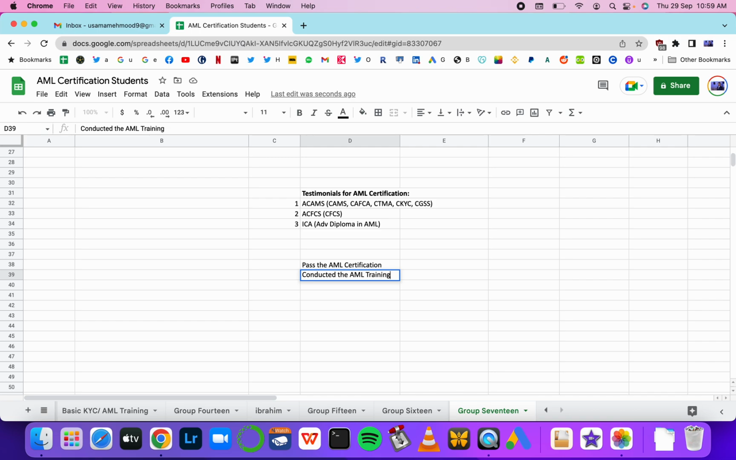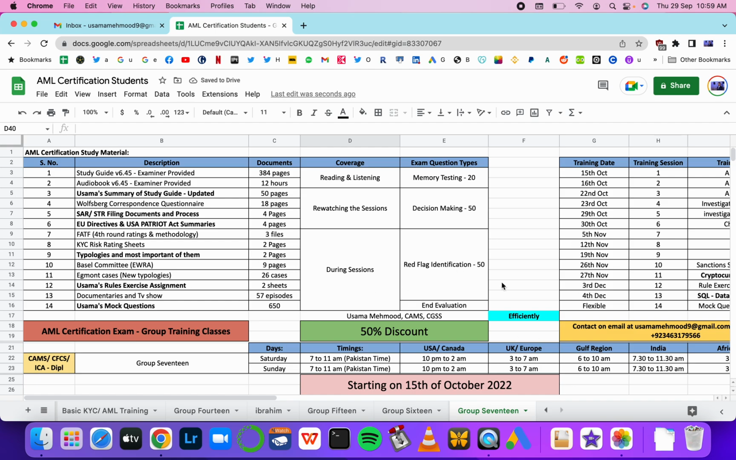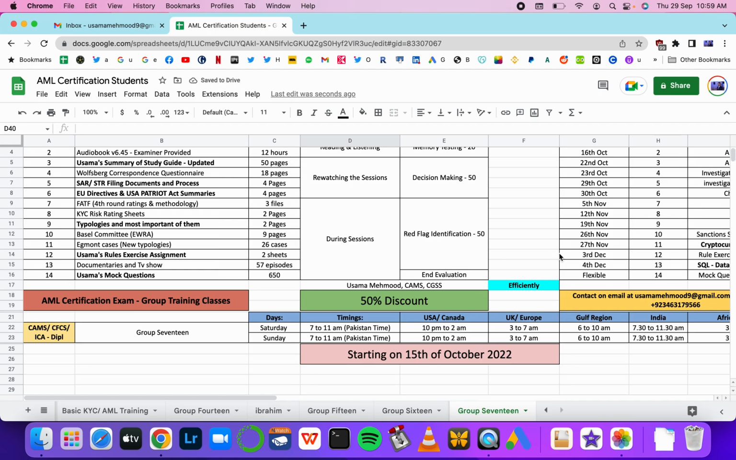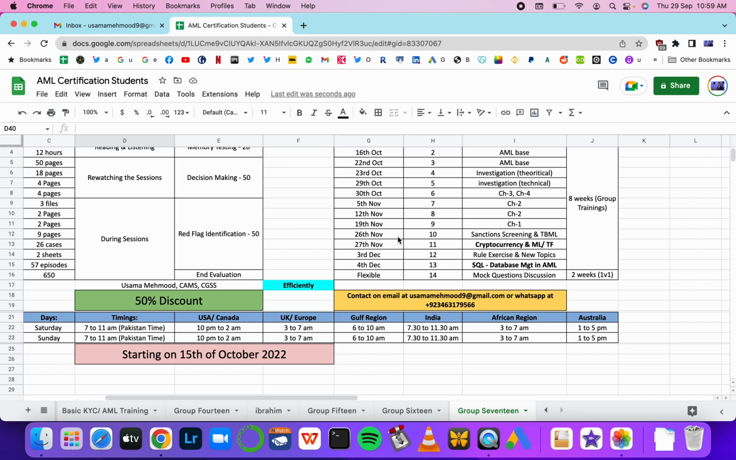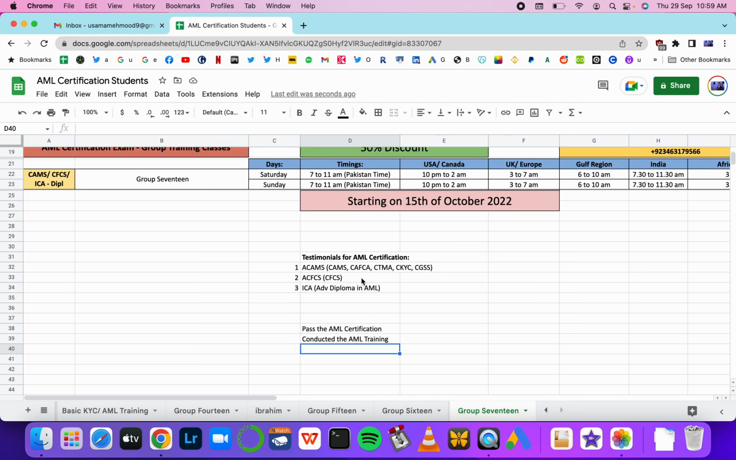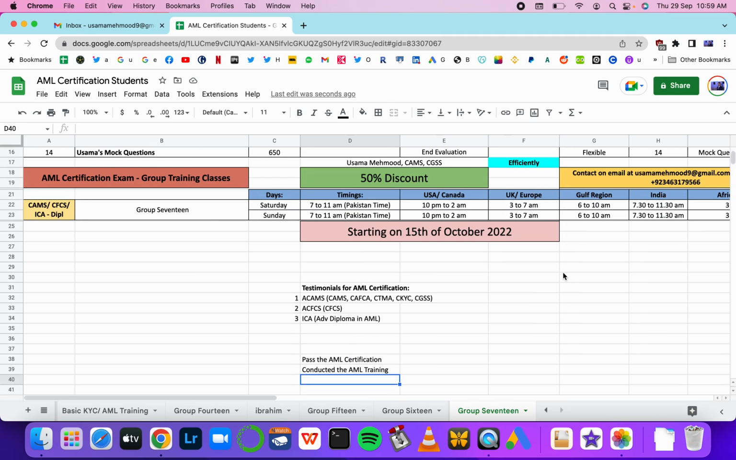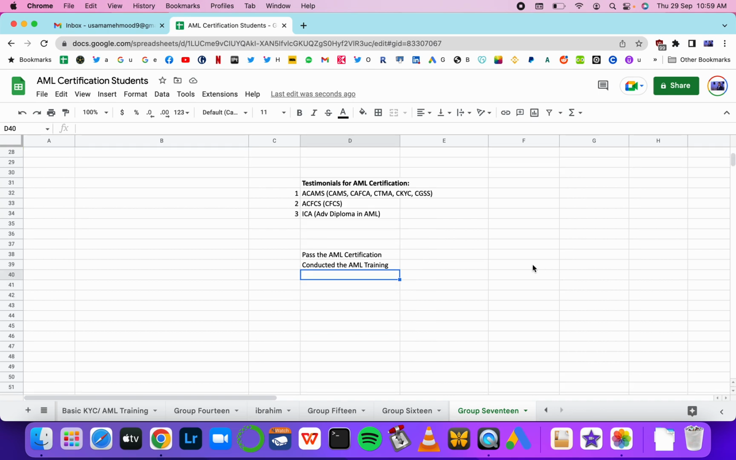These AML training sessions are also of two types: either the training sessions they have conducted from the previous batches, those people from different countries, who have attended the whole training of 12, 13, or 14 sessions of the groups they joined, or they have attended private, one-on-one training sessions with me. So this is 1, this is 2A, this is 2B, and this is 2C. 2C means that they are the ones who have attended CPD, continuing professional development.